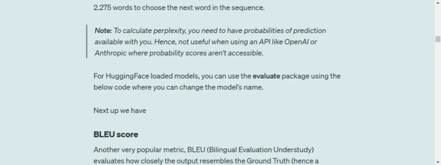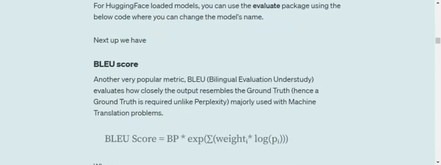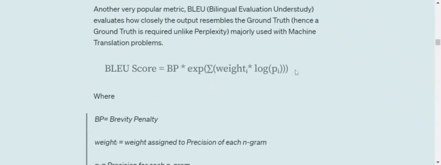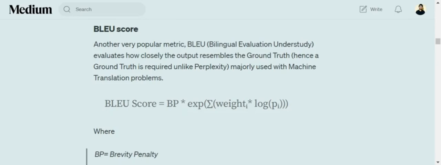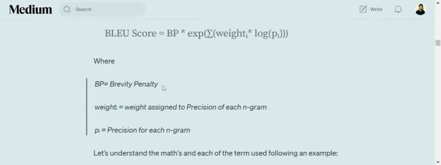Next up, we will be calculating the BLEU score. BLEU score is again a very important and popular metric in this particular field of text generation and NLP. BLEU stands for Bilingual Evaluation Understudy, and again, it has a very scary looking equation: BP times exp of the summation of weight i times log p_i. It does require a ground truth, so do remember that. In this equation, BP is the brevity penalty, weight i is the weight assigned to the precision of each n-gram, and p_i equals the precision of each n-gram. I will be telling you everything. Don't worry.